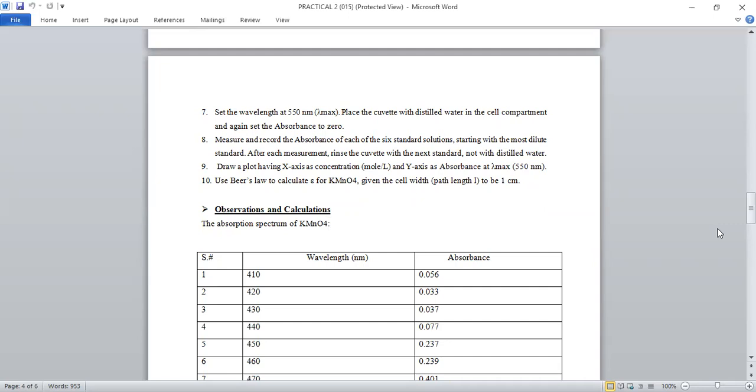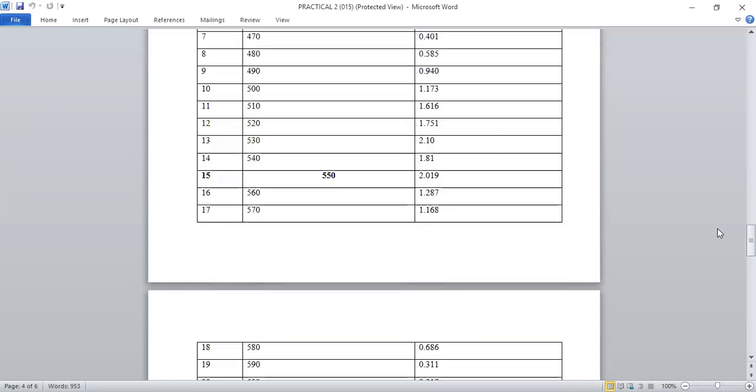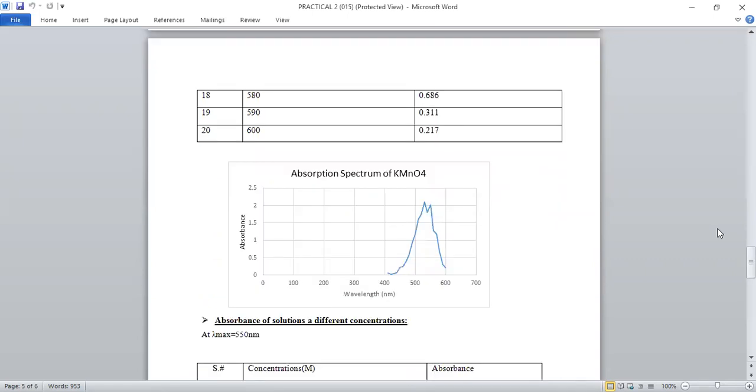Observations and calculations. This is the absorption spectrum of KMnO4. At 410 nanometer wavelength, absorbance is 0.056. At 420 wavelength, the absorbance is 0.033. And at 550 wavelength, the absorbance is 2.019, and so on. This is the absorption spectrum of KMnO4 between absorbance and wavelength. The highest point shows the value of lambda max, and the value of lambda max is 550 nanometers.